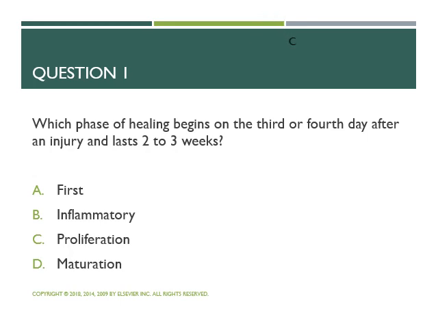The correct response here is C, the proliferation phase. This phase begins on the 3rd or 4th day after the injury and can last 2 to 3 weeks. The first phase is also known as the inflammatory stage. It begins immediately after injury and can last about 4 to 5 days. And the final stage of healing is the maturation phase. It begins about 3 weeks after the injury.